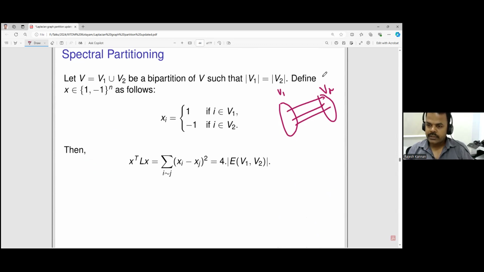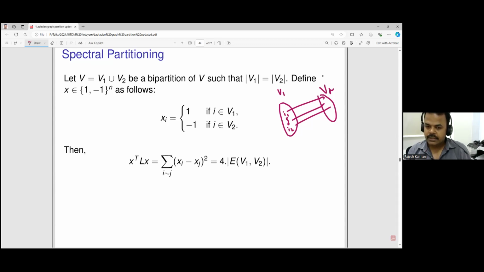Suppose I take 2 vertices which are both part of V1 itself, say i1 and i2. What will be the corresponding x values? Both x_i1 as well as x_i2 will receive the same number, so in this case 1. Similarly, if i1 and i2 are both in V2, you get -1 for both of them. Now look at the quadratic form, x transpose Lx, where I'm running the summation over all the adjacent vertices. If both are in the same component, they receive the same number, either +1 or -1, so x_i minus x_j will be 1 minus 1 or -1 plus 1, which is 0. So the edges corresponding to vertices in the same partite set contribute 0.